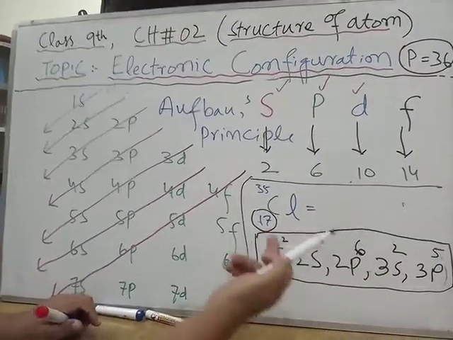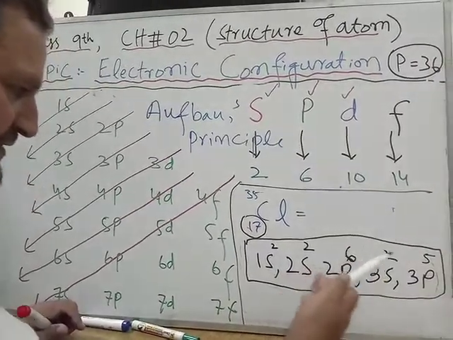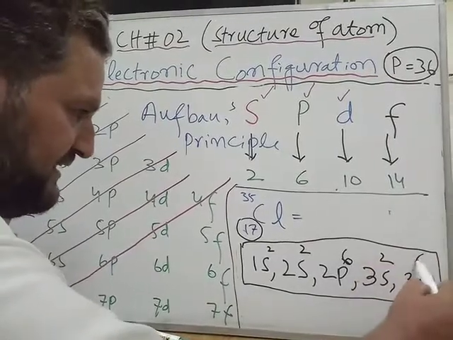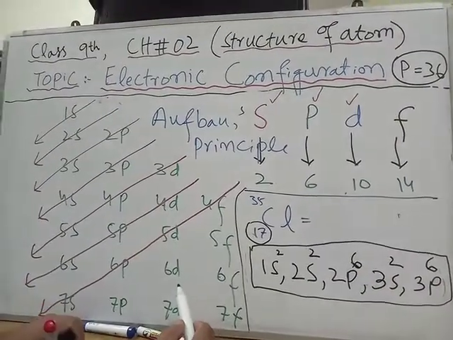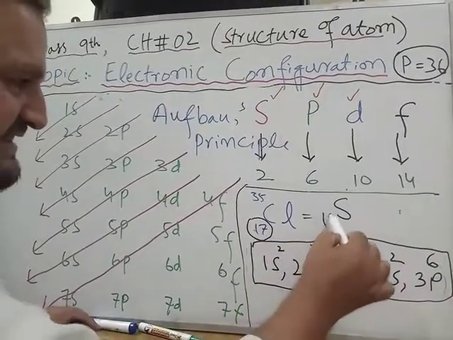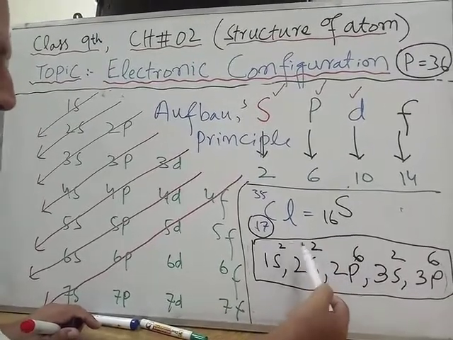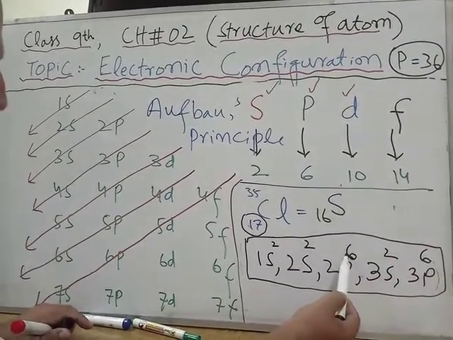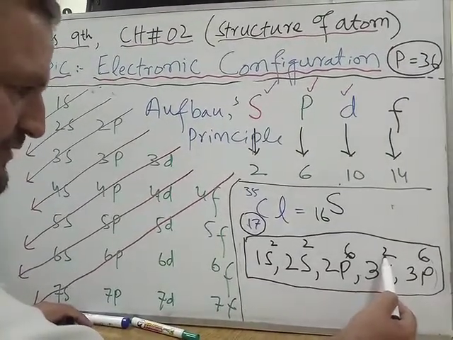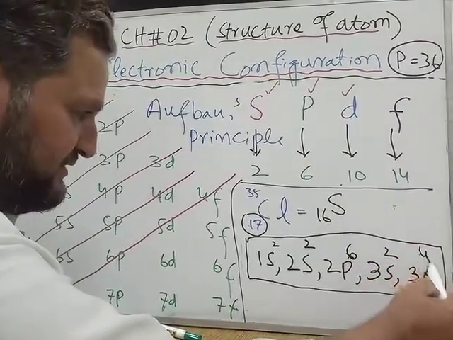The next element with atomic number 18 is argon. In argon, we have an electronic configuration similar to chlorine, except 3p5 is 3p6. Similarly, if they give you sulfur, sulfur has 16 electrons. So for 16 electrons, what will you do? 2 plus 2, 4 plus 6, 10 plus 2, 12. So 3p will have 4 electrons.